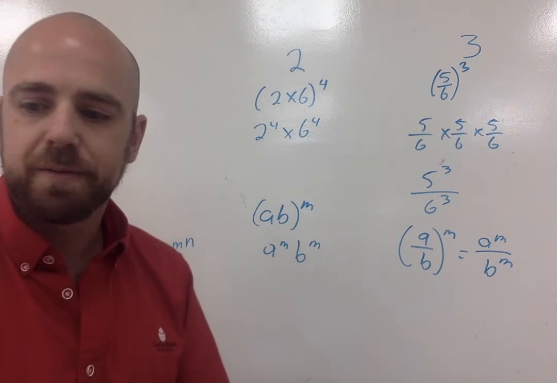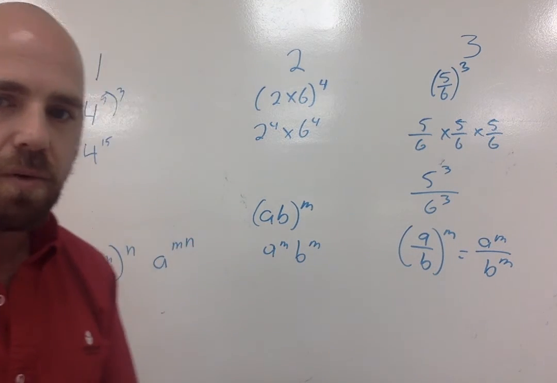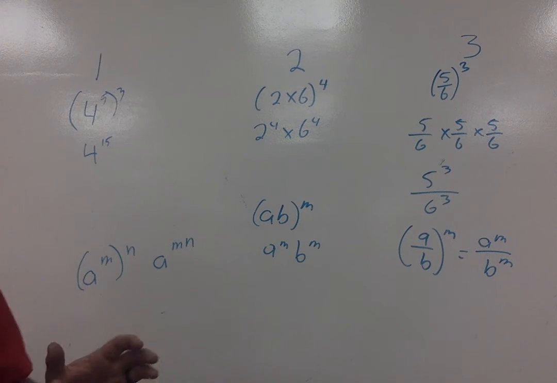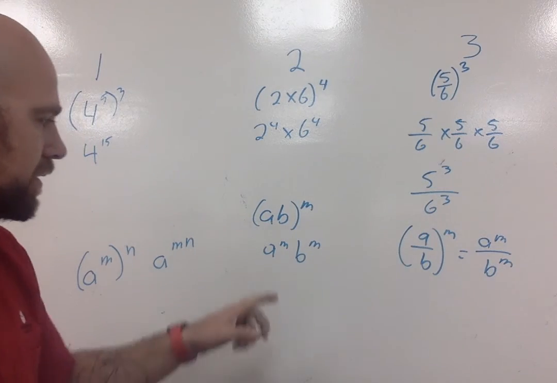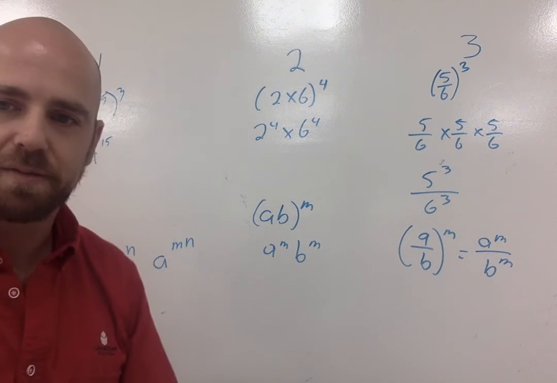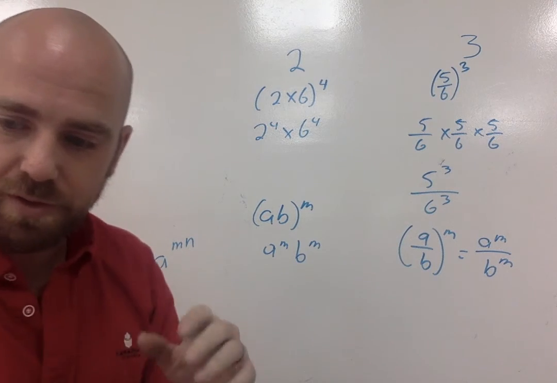For all of these rules, though, the numbers have to be integers, and they cannot be 0. None of these numbers can be 0. B can't be 0 because we can't divide by 0. So those are the rules.